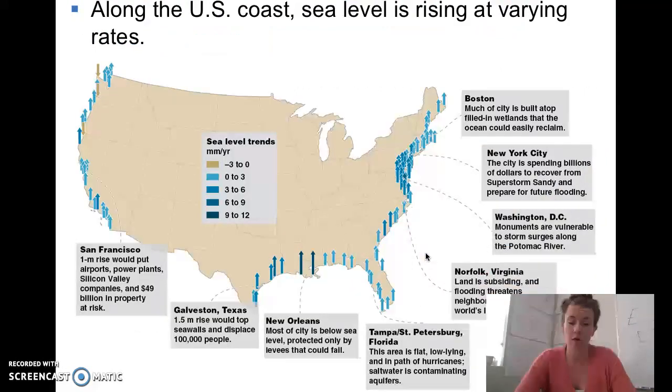And along the U.S. coast, sea level is rising at varying rates. So in San Francisco, a 1 meter rise would cover the airport, Silicon Valley, all of that. The worst, it's most damaging in the Gulf of Mexico and in South Florida, most especially New Orleans. New Orleans, most of the city is already below sea level, and it's only protected by levees. And if the levees fail, like they did in Hurricane Katrina, which we'll also talk about, the city may be underwater.